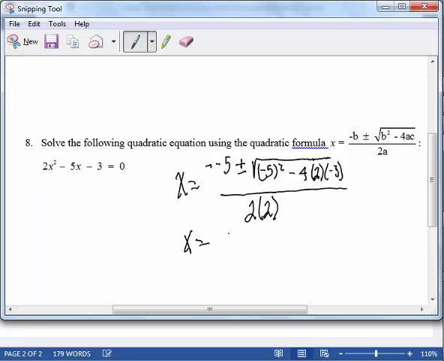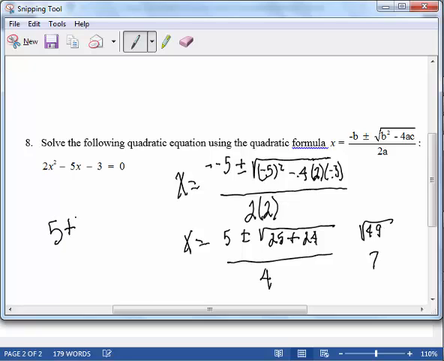So we have x equals 5 plus or minus square root of 25 minus negative is plus 4 times 2 is 8 times 3 is 24, over 2 times 2 is 4. 25 and 24 is 49. Square root of 49 is 7. So we have 5 plus 7 over 4, which is 12 over 4, which is 3. 5 minus 7 is negative 2 over 4, which is negative 1 half.